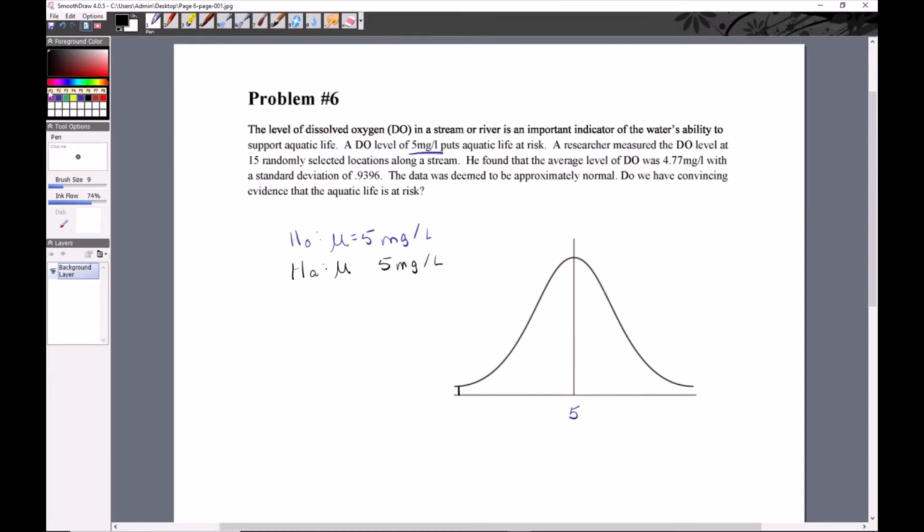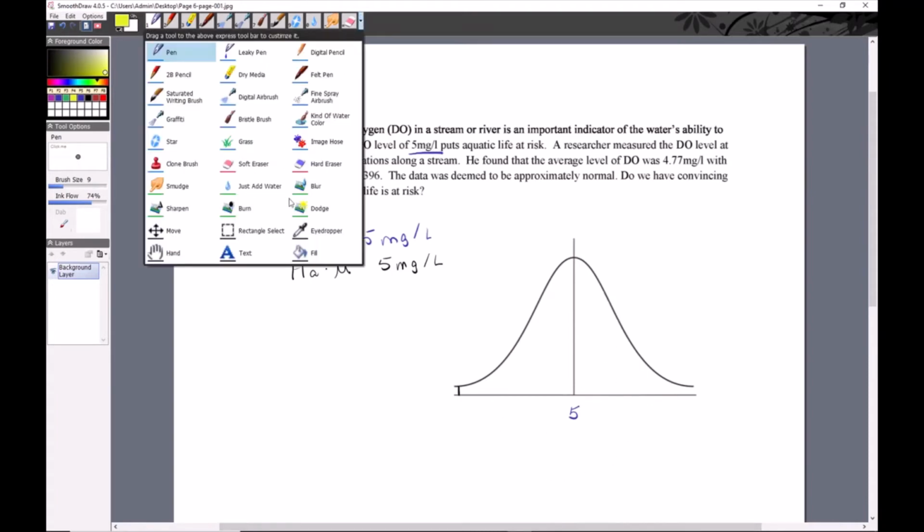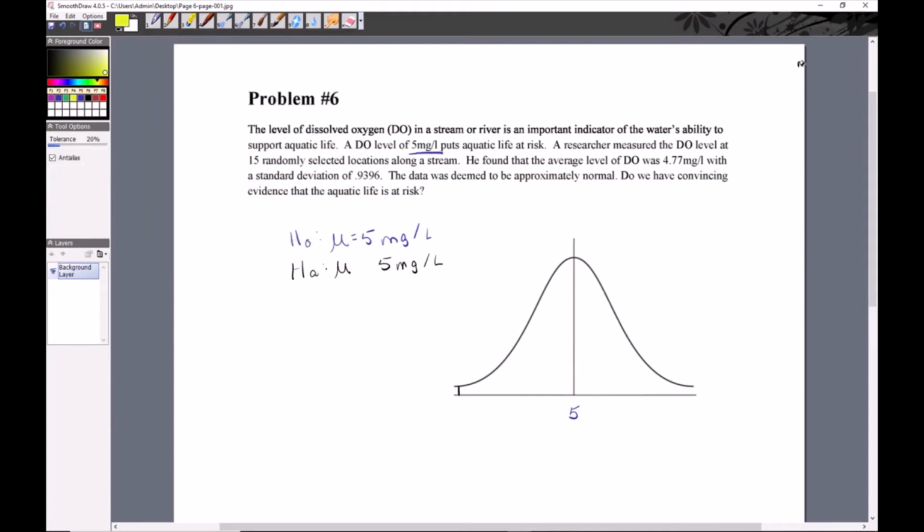Okay, so here's the thing. If we're going to claim that H0 equals 5 milligrams per liter, that centers this curve at 5. And I'm just going to go ahead and dump into here. Hopefully it'll work. All right, it did. Let me go ahead and get this back to what I need. Sorry about this. All right, so let's just think about that.